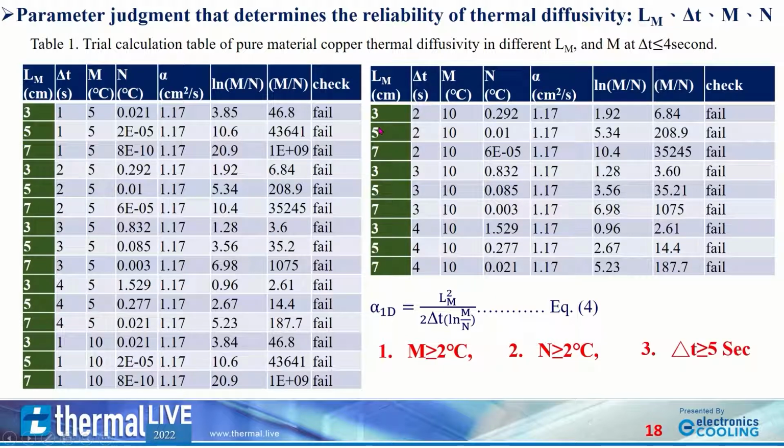The reason why M and N must be greater than 2 degrees C is that the temperature accuracy of a thermocouple is plus or minus 1 degree C.